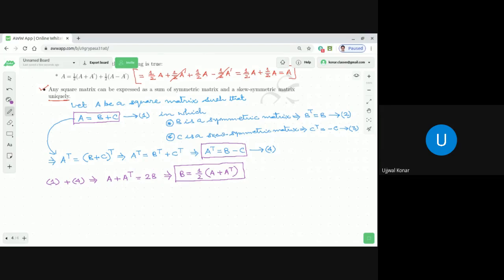Now in the similar manner, we can find the matrix C in terms of A. How? We are going to do equation 1 minus equation 4 of both the sides. What we are going to get? Left hand side we will get A minus A transpose. And then right hand side we are going to get B plus C minus B minus of minus C, that is plus C. That is 2C. This implies C is equal to half of A minus A transpose. Correct, dear students? So we are able to express the matrix C in terms of A, where B is a symmetric matrix and C is a skew-symmetric matrix.